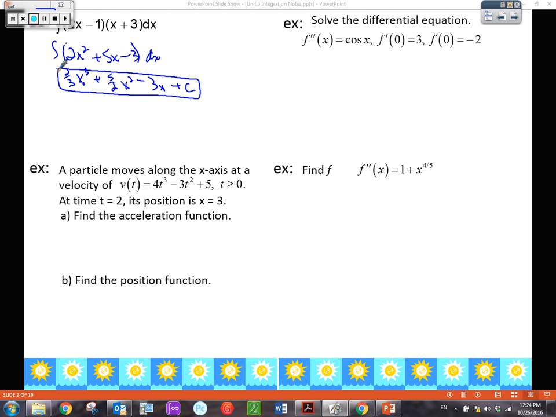Notice I don't have f of x equals, I don't have anything like that because I wasn't given any information on the name. So it's just an expression. And we put plus c.